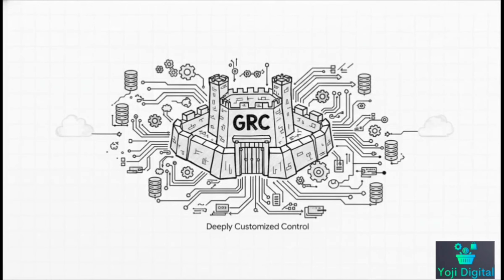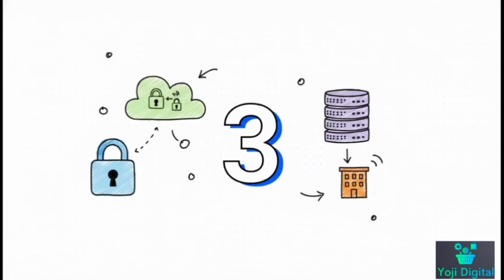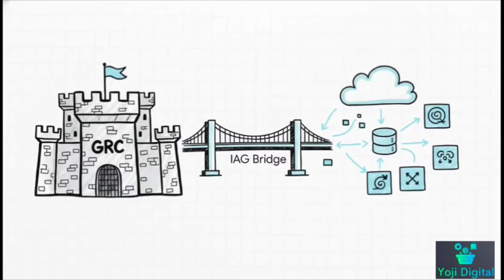And the last one, third one, the hybrid path. This will hit home for many of you. Using the IAG bridge is the go-to strategy. For companies moving from GRC into the cloud, it protects your massive existing investment and keeps your powerful GRC workflows, while extending their reach. It's truly the best of both worlds.